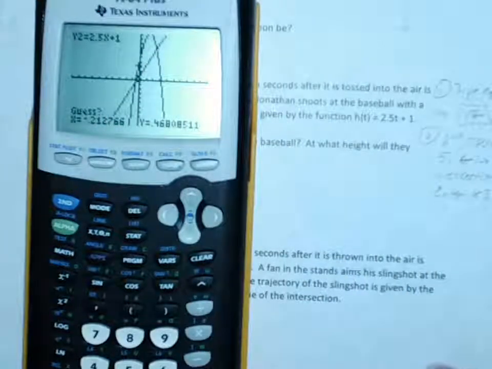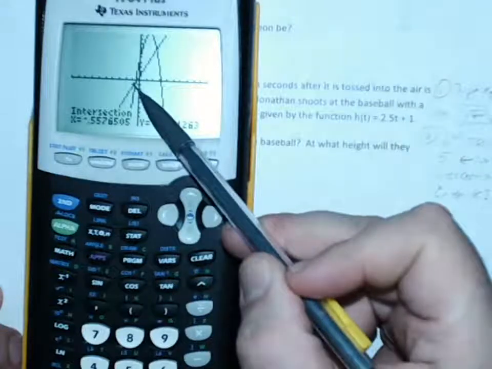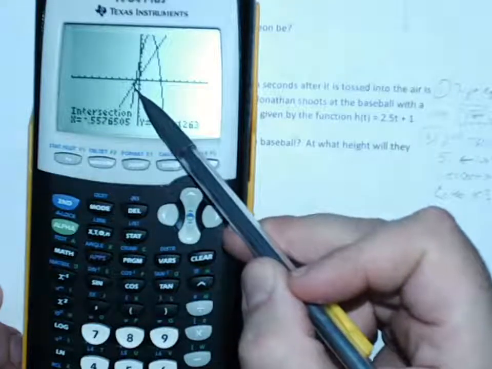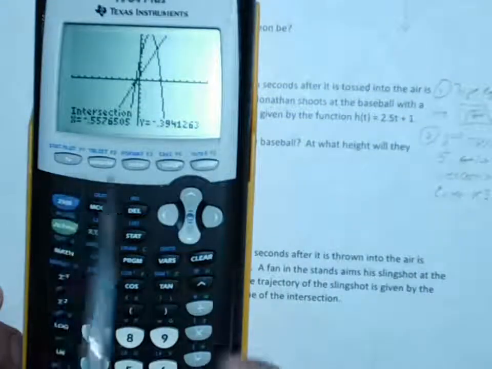Enter. And if you'll note, my blinky cursor now jumped down to the other line, and it says second curve. So I'm going to hit enter there, and then it says guess. I don't know why, but you hit enter again, and it will come up with this intersection. You can see the cursor right there at the intersection, and this is my intersection.